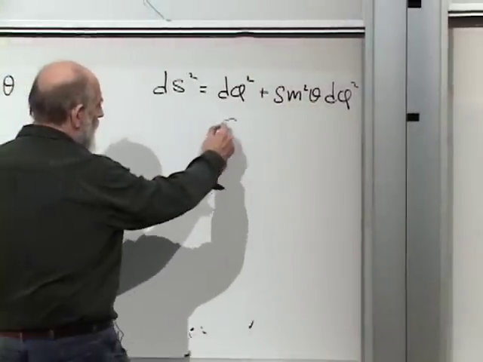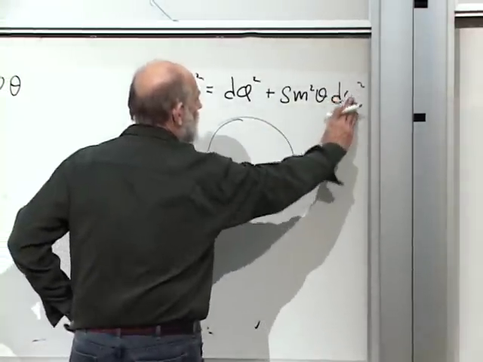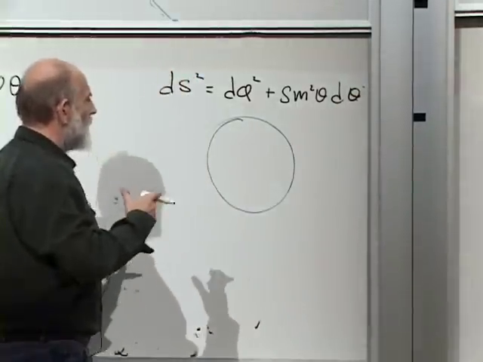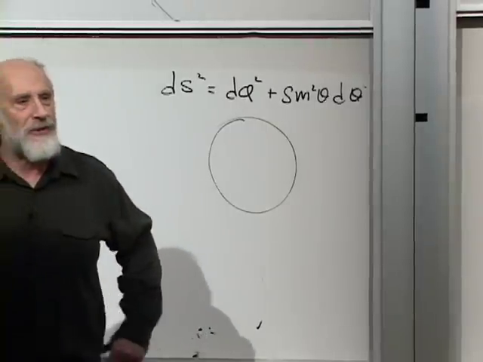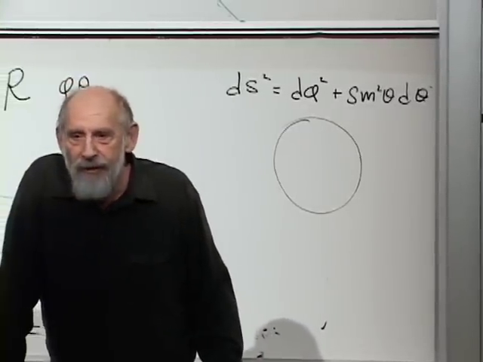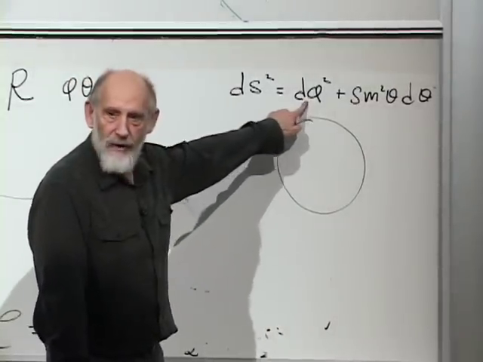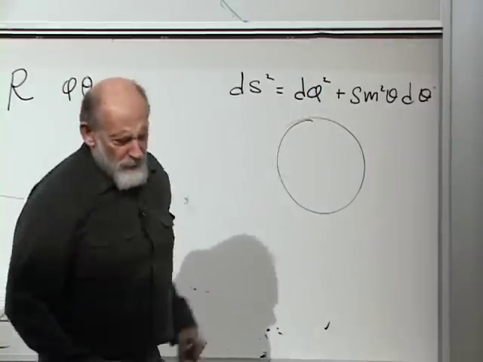Okay? What's that? D theta squared. Ah, d theta squared. Wait, I'm sorry, what's the definition of the polar angle? Is it the angle from the pole? The angle from the pole. OK, so that's phi, right? We said that's phi. Yep. And then it's sine squared phi.